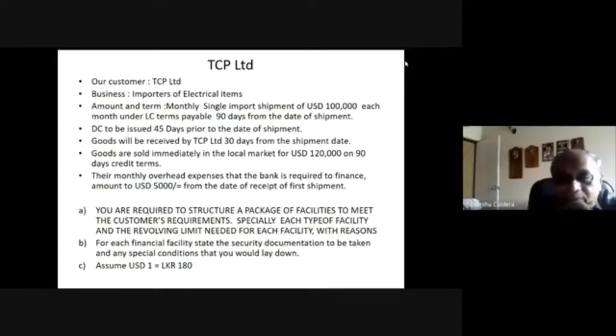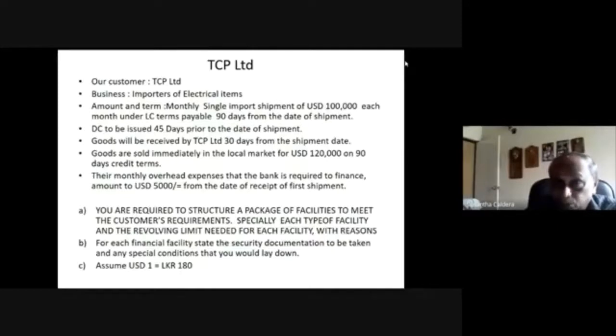Now you answer. Our customer TCP Limited. Business: importers of electrical items. Local market, they couldn't name. Oh, local market. They are also local market. Okay. Amount and term: monthly single import shipment of US dollars 100,000 each month under LC terms. Payable 90 days from the date of shipment.